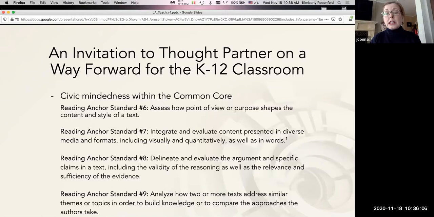So for example, if you're in the room with the standard six, we're going to ask you to talk with your partners in that room about how you might in your classroom work to assess how point of view or purpose shapes the content and style of a text or a piece of reading. But in that vein, could you contextualize, could you do that with the goal of helping students develop greater civic literacy or civic engagement? So we're asking you to find the intersection between the standard that you're going to be working on, along with using it to promote civic literacy and civic engagement.